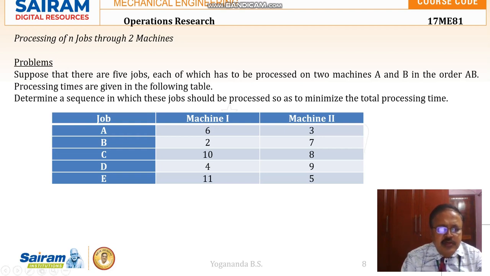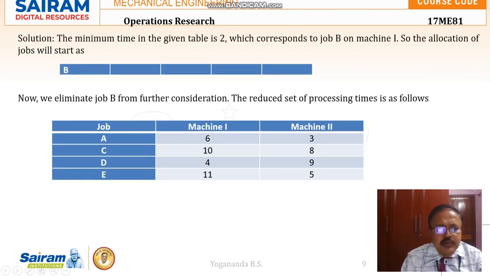So determine the sequence in which these jobs will be processed so as to minimize the total processing time. Whatever sequence of jobs is taken, all the jobs should first get processed on machine 1, then enter machine 2. I have to see that all the 5 jobs get done on these two machines in the total processing time. Okay. First step, here we are following Johnson's algorithm of sequencing.